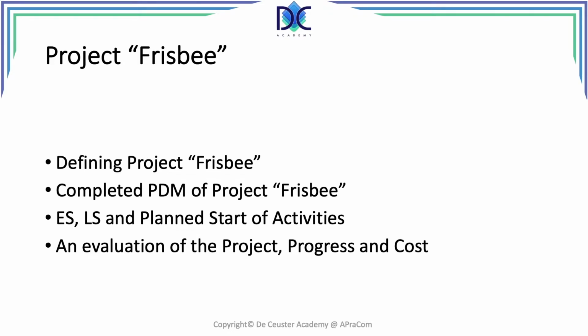We have to create the precedence diagram of the project. And then we have to calculate the early start, late start, and planned start Gantt charts of all the activities. And we have to look at an evaluation of the project. How is it doing related to progress and cost?